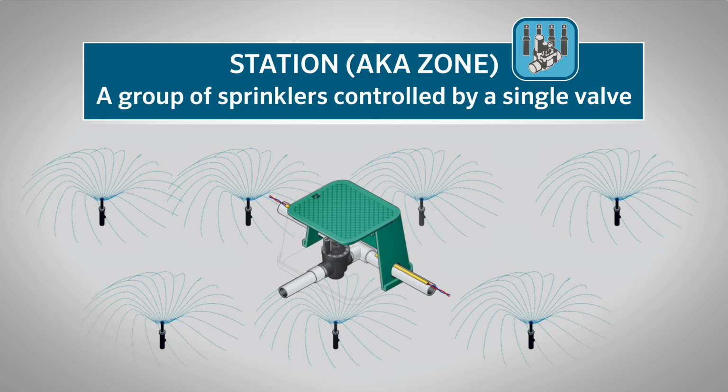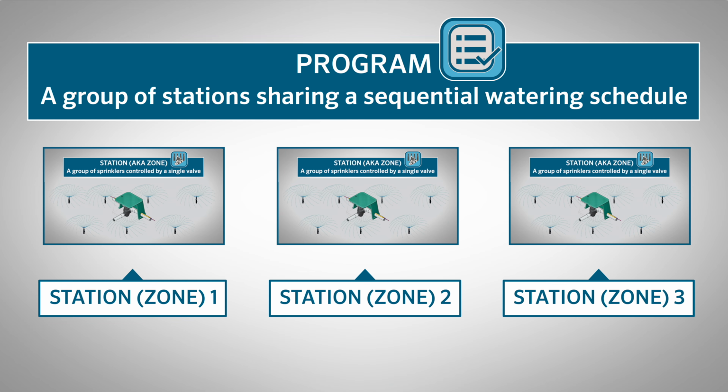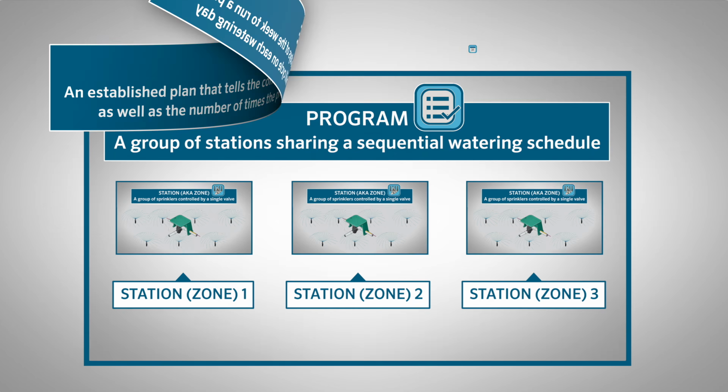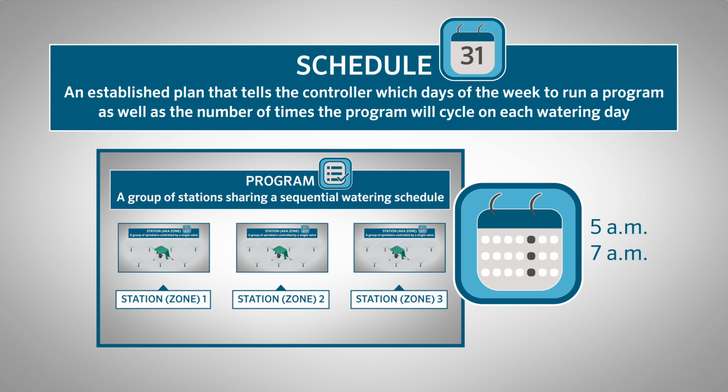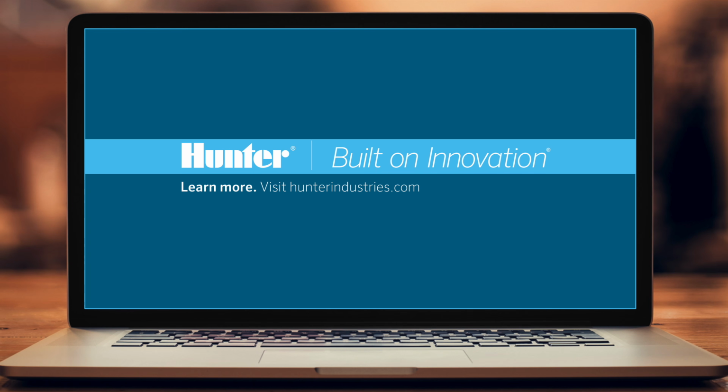The terms used in irrigation controller programming can be challenging if you're unfamiliar with the logic used in the controller software. After viewing this video, you now have a basic understanding of these terms, which will make inputting information into the controller much easier. For detailed programming information, consult the owner's manual at hunterindustries.com.